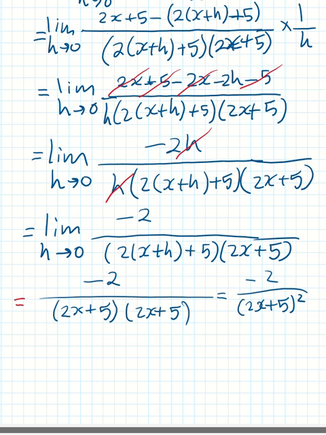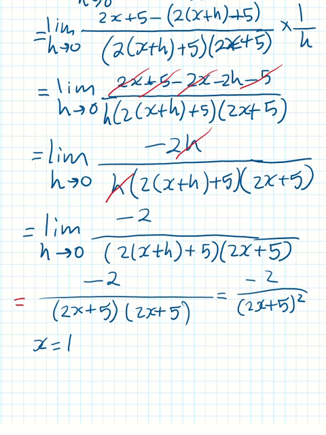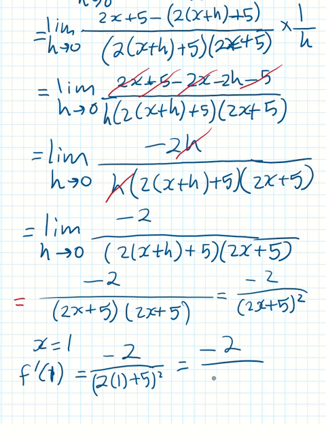And then from there, now I can apply the answer. So apply x equals 1 into the f dash x. So it's going to be f dash 1 equals minus 2 over 2 times by 1 plus 5 squared, and that's going to be equal to minus 2 over 49. That's the answer. Okay, see you next video.